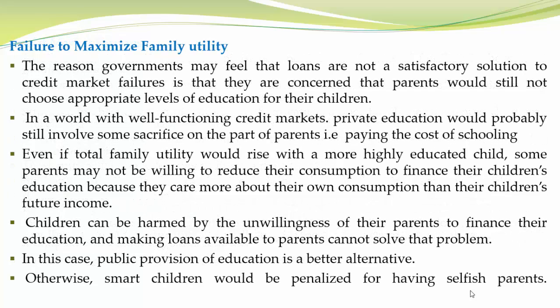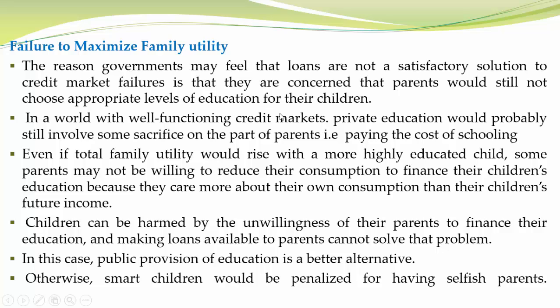Failure to maximize family utility. The reason governments may feel that loans are not a satisfactory solution to credit market failures is that they are concerned that parents would still not choose appropriate levels of education for their children. In a world with well-functioning credit markets, private education would probably still involve some sacrifice on the part of the parents paying the cost of schooling.